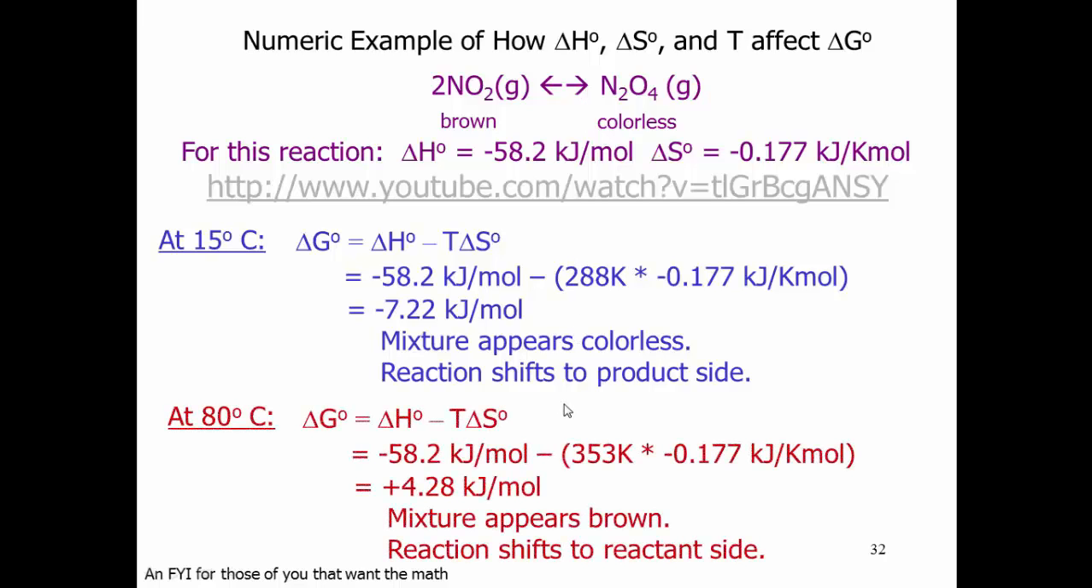What about the one on the hot plate? Well, at 80 degrees Celsius, now the temperature is 353 Kelvin. So notice how the delta S term has made delta G positive. A positive delta G means the reaction is not spontaneous in the forward direction. So instead, it prefers to be the brown reactant.